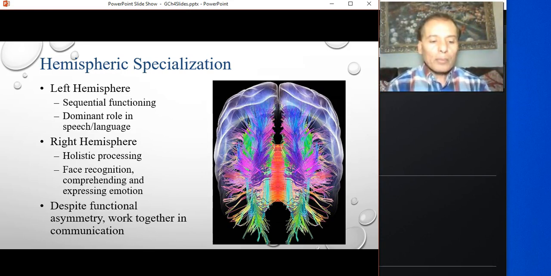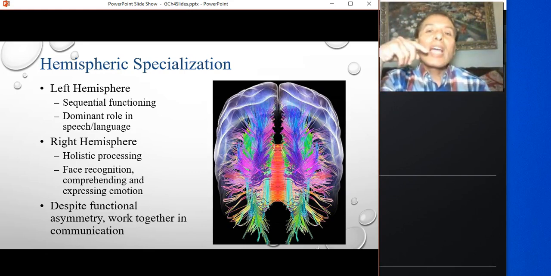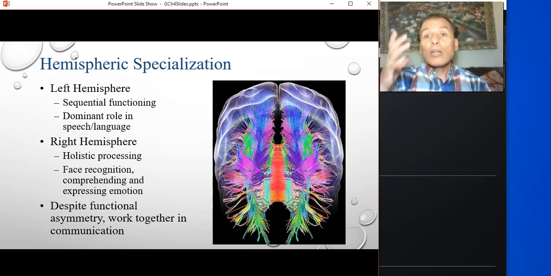Now, there's an area back here, on top of the right ear in the right hemisphere, the temporal cortex. That area enables you to comprehend the tone of voice of someone else's speech. So this is where you understand, is that person mocking me? Is that person really happy for me? Angry, sad, and so on. So that area enables you to comprehend the tone of someone else's voice.